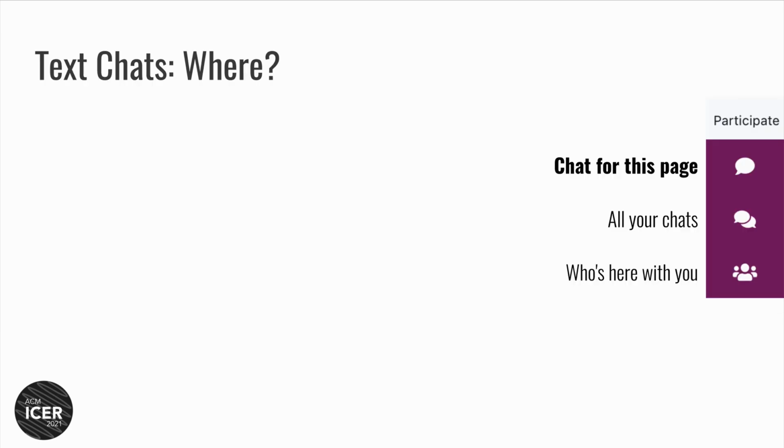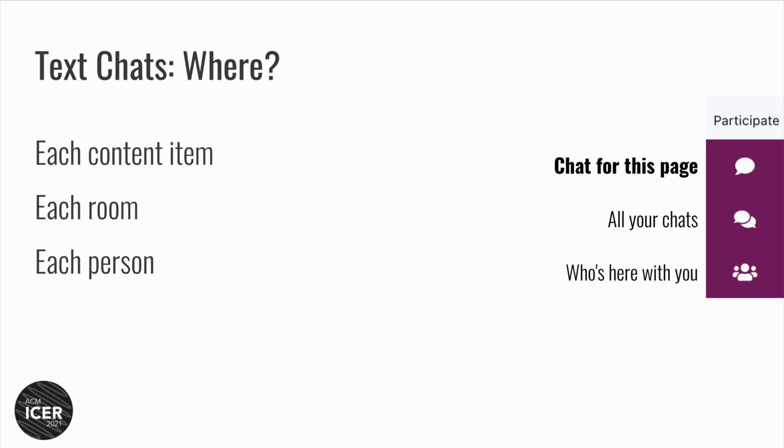To get to a text chat, you can use the menu on the right, and for every page you will have a different chat. Each content item, so a paper or a poster, has its text chat. Each room, so if you're in a room watching something, talking with somebody, there's a text chat as well, and even each person. So if you find a person, you can direct message that person and have a text chat all inside the platform.